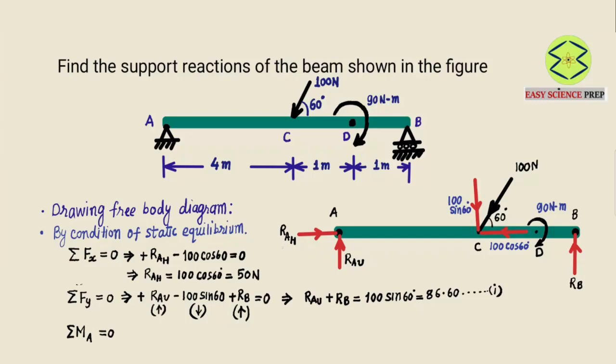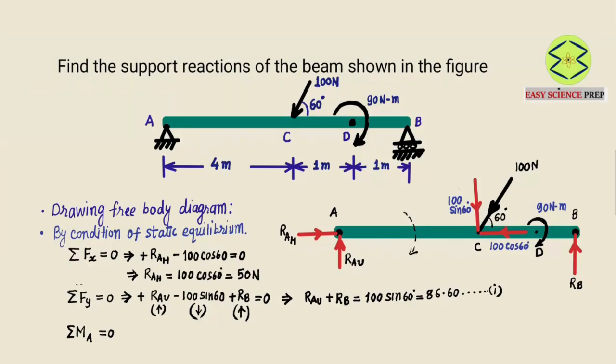Now if you look at RAH and RAV, both of these are passing through the same point A, so their moment is going to be 0. If the force is passing through the same point about which we are finding the moment, the moment of that force is 0. So there won't be any moment of RAH and RAV. So you'll have the moment of force 100 sin 60. It acts at point C, and it is going to rotate the beam in the clockwise direction like this. That is going to be taken as positive.